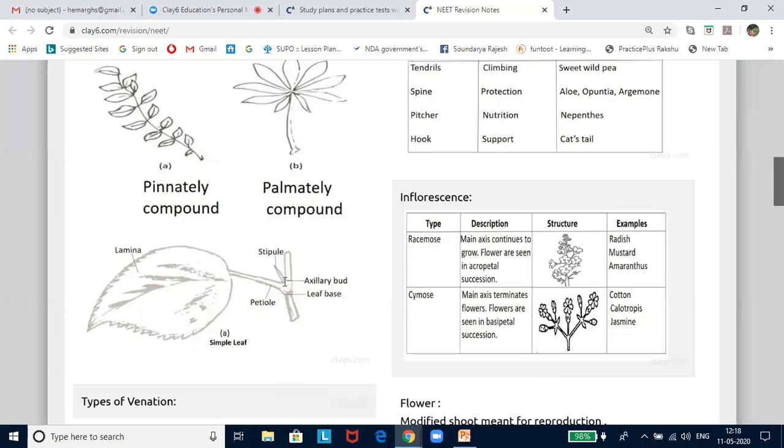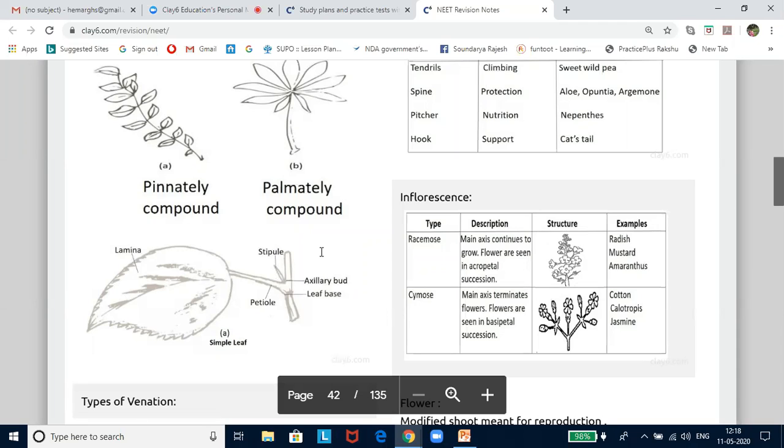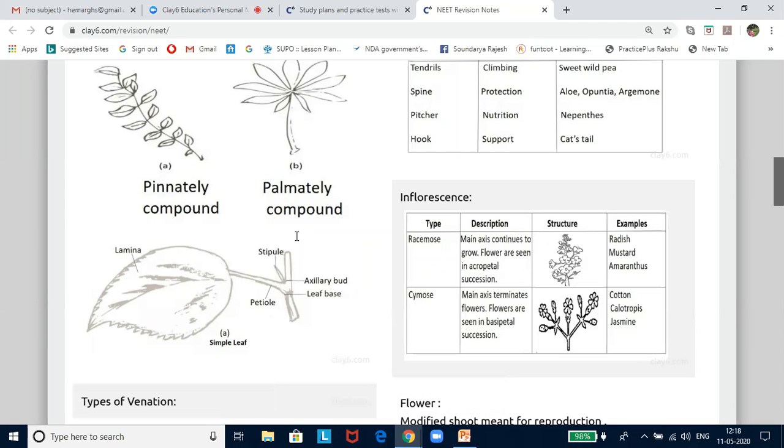When stipules are present in the plant, the leaf is called stipulate, or if there is no stipule present, it is called exstipulate. All these terms you will be utilizing when you are describing a plant technically. Now in monocots, the leaf base expands into a sheath covering the stem partially or wholly, forming a sheathing leaf base.